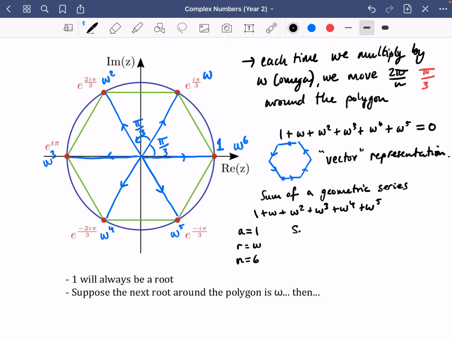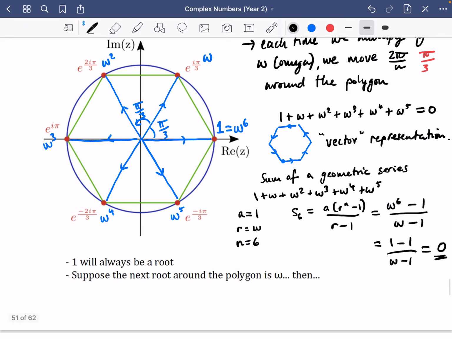So the sum of these 6 terms, the formula is a times r to the n minus 1 over r minus 1. a is 1. r to the n is omega to the 6, minus 1. And we have r minus 1, which is omega minus 1. Now, if you notice at the top here, I said that 1 is equal to omega to the 6, which means that, coming back to this calculation, if omega to the 6 is 1, you get 1 minus 1 over omega minus 1, which is 0. And this is true for any n-sided polygon.